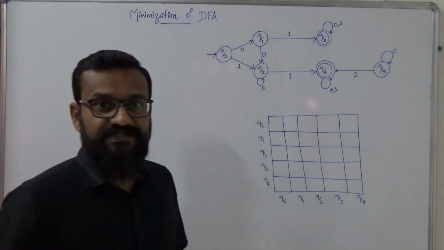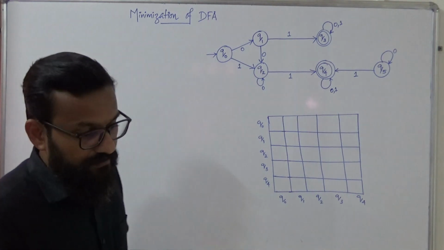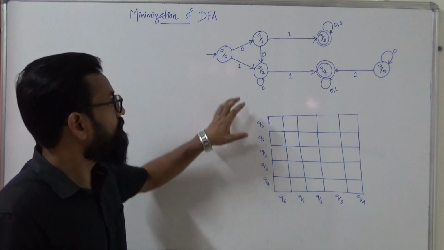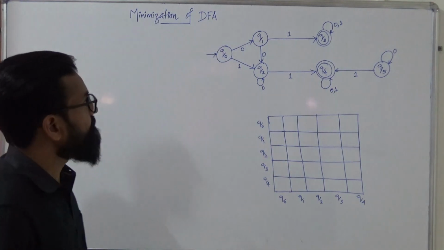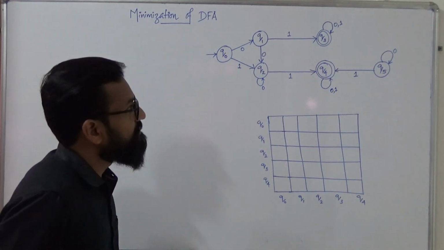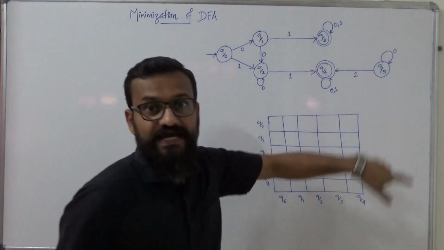This lecture deals with minimization of finite automata, that is minimization of DFA. So we are actually following the table filling algorithm. Let us consider this particular DFA. You have six states, out of which Q5 is actually unreachable.